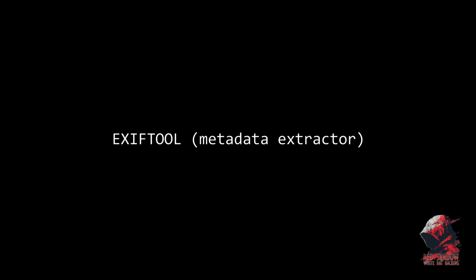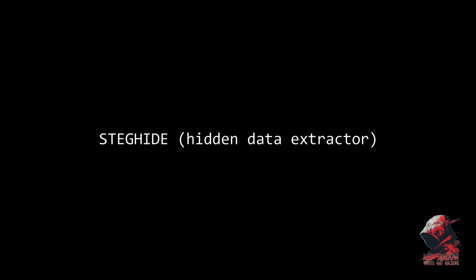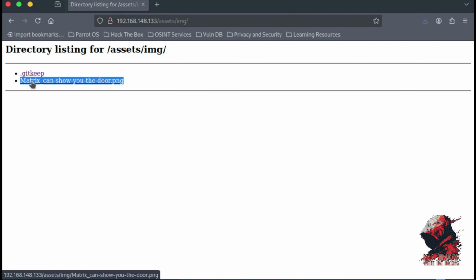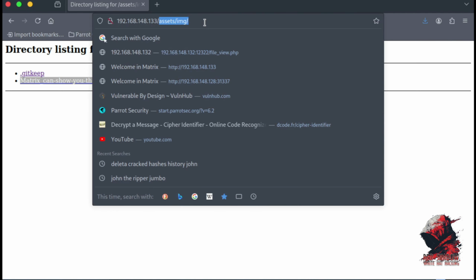Nothing seems to be out of order with the image. Using exiftool to look at the metadata gave us nothing. I also used steghide to see if the image is hiding other data. But actually, our next step is in the file name itself. Matrix Can Show You the Door, the picture is named. Let's add matrix to our URL instead of assets.